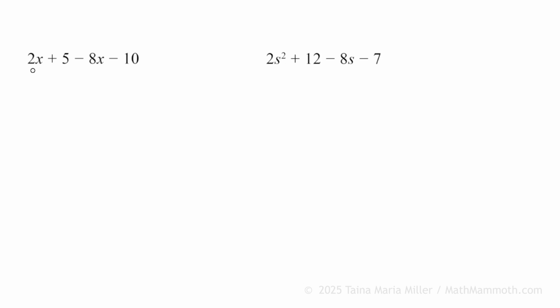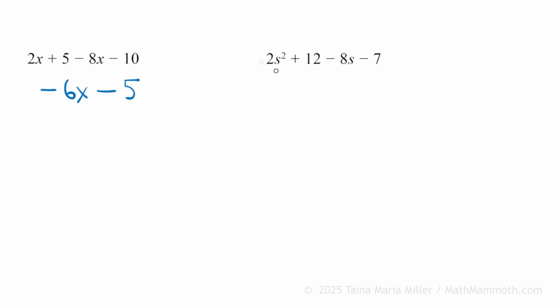In this one, we can combine 2x and minus 8x. We can also combine 5 and minus 10, the constant terms. So 2x minus 8x gives us minus 6x, right? Then 5 minus 10 is subtract 5, or minus 5.